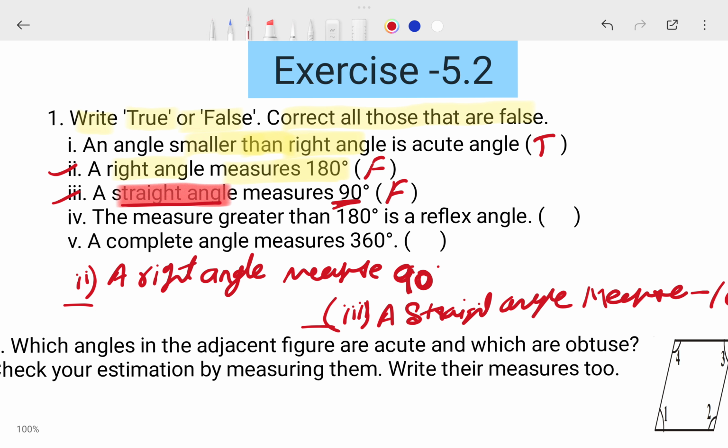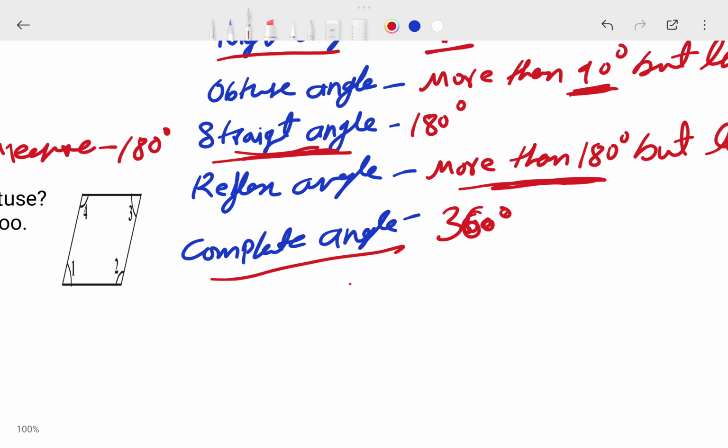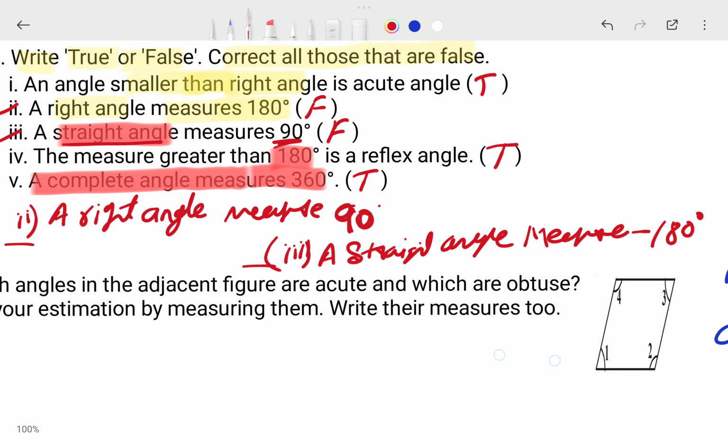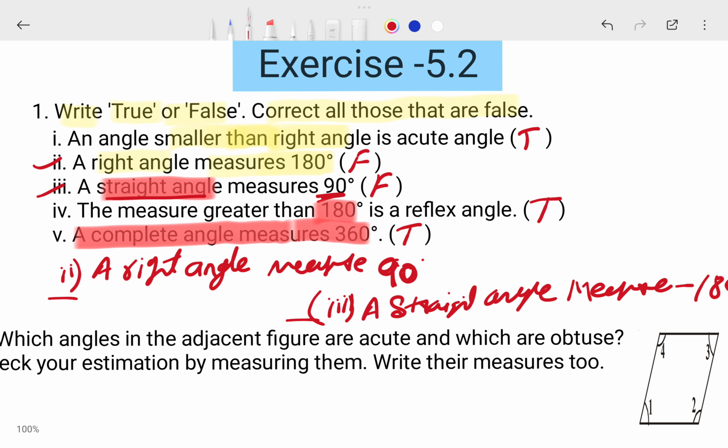Now let's see the another question. The measure greater than 180 degree is a reflex angle. Yes, the angle which is more than 180 degree is the reflex angle. So this is our true statement. Now that one, a complete angle is the measure 360. Yes, a complete angle is a total 360 degree. This is true. I already told you here, a complete angle is 360 degree, or a complete angle you can call a circle. Complete angle means a circle. So the first question is totally completed here only.